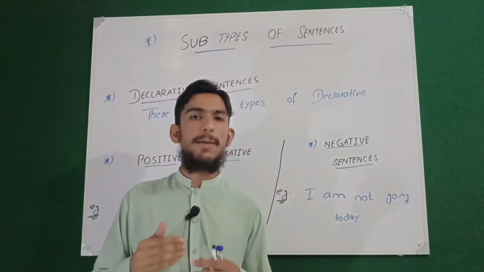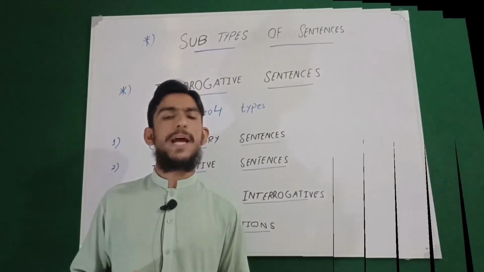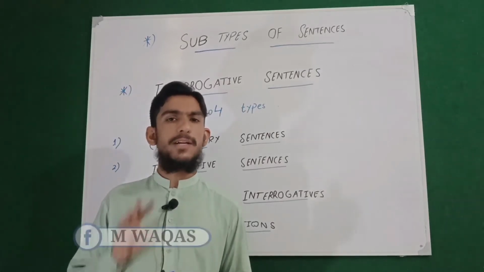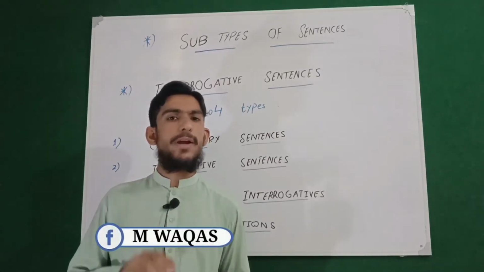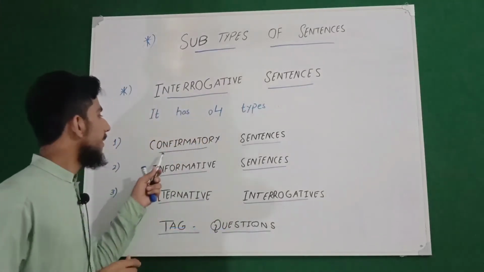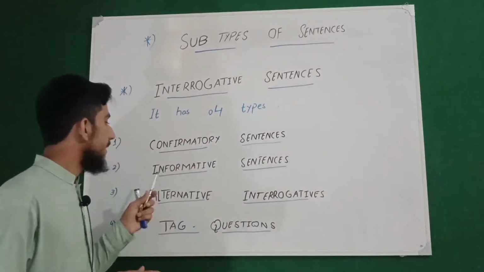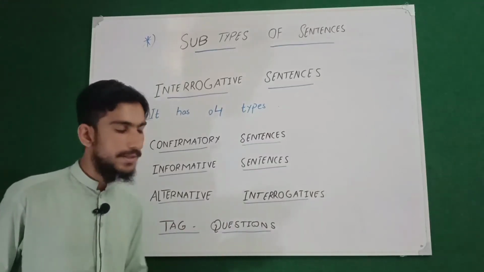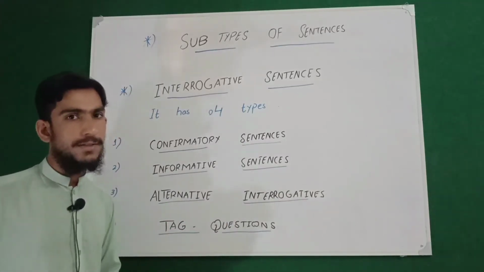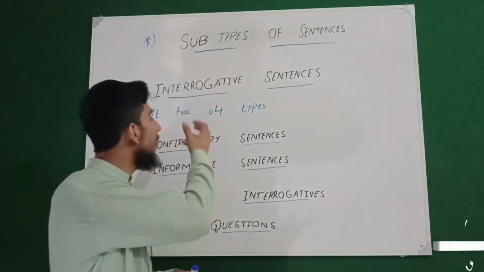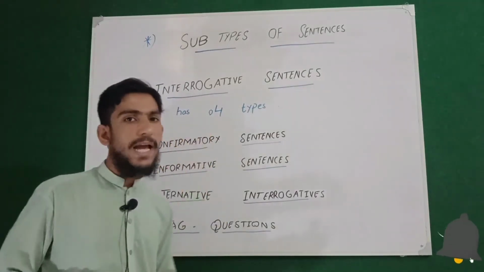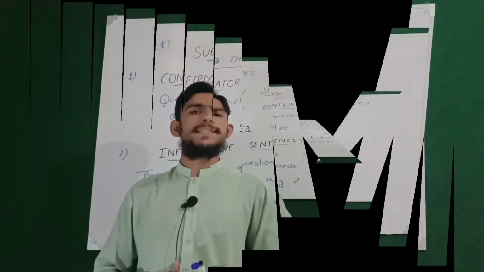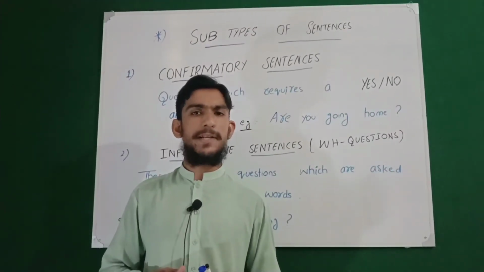Now we will discuss the types of interrogative sentences. The grammarians have written in their books that there are just four types of interrogative sentences. Number first is confirmatory sentences. Number second is informatory sentences. Number third is alternative interrogatives. And number fourth is tag question. All these subtypes of the interrogative sentences we will now study one by one in detail.